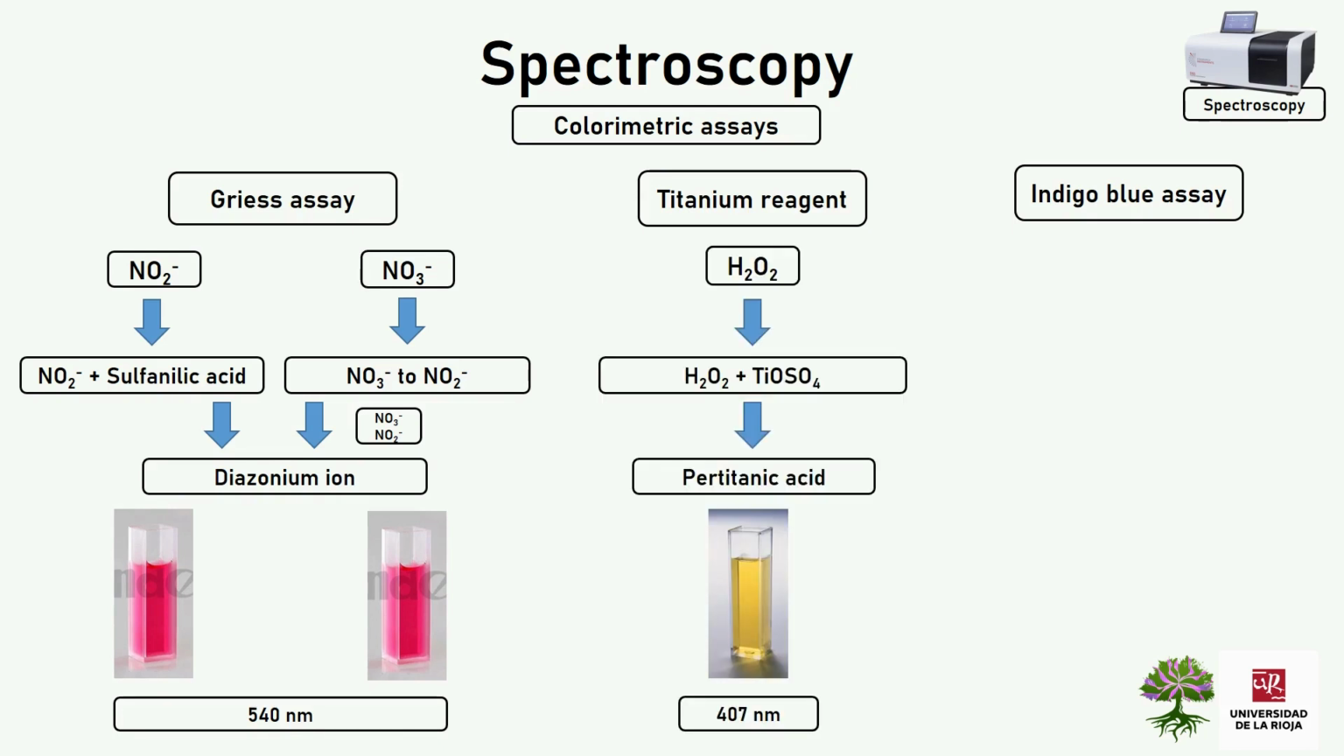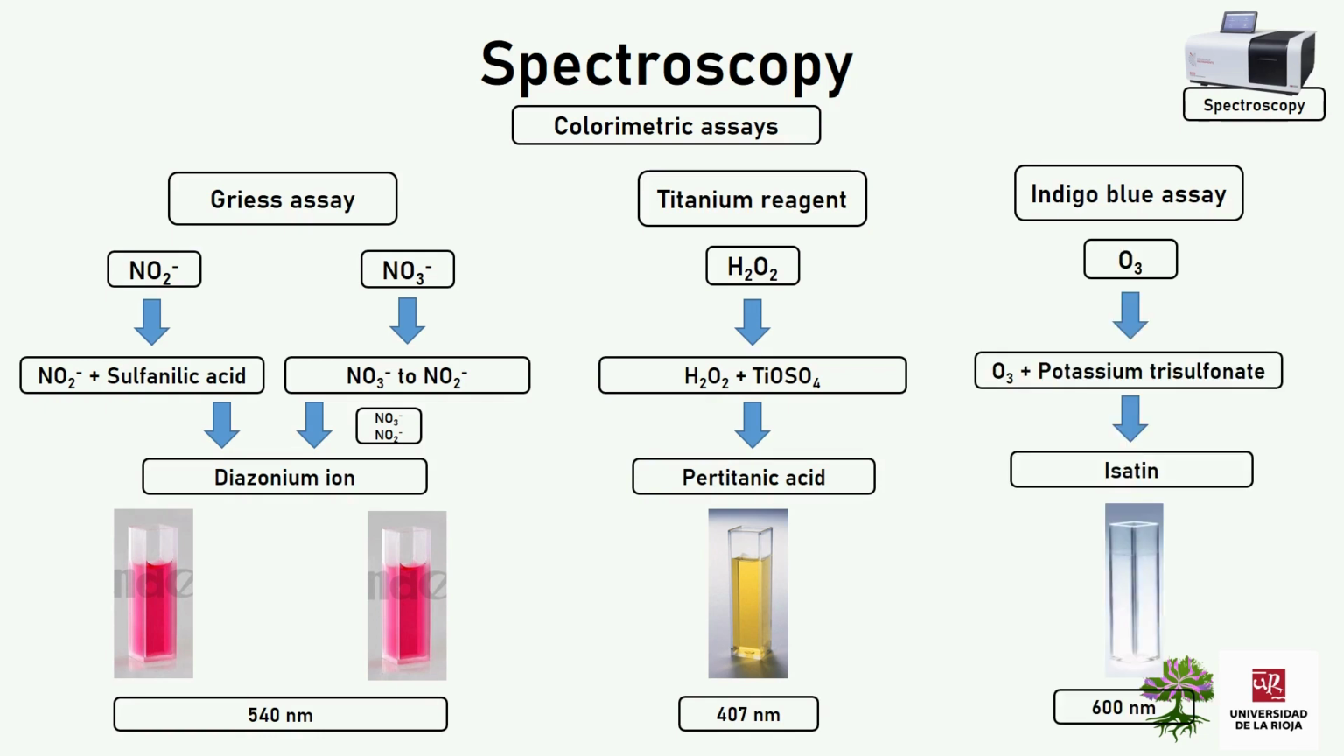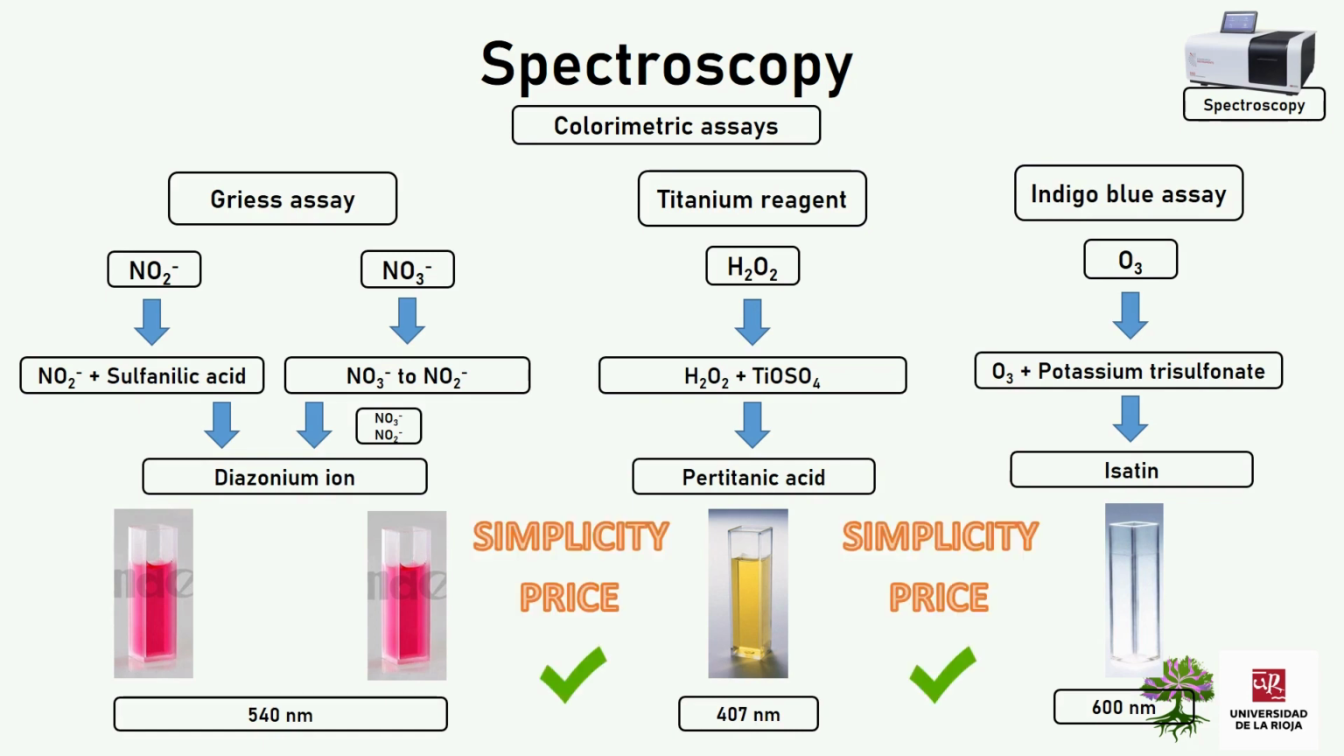The second one is titanium reagent. It is used to measure hydrogen peroxide. When hydrogen peroxide reacts with titanium reagent, the final product is yellow. Finally, for ozone, the indigo blue assay is the one used. Despite the advantages of this method, such as the simplicity or the cost, not every reactive species could be measured.